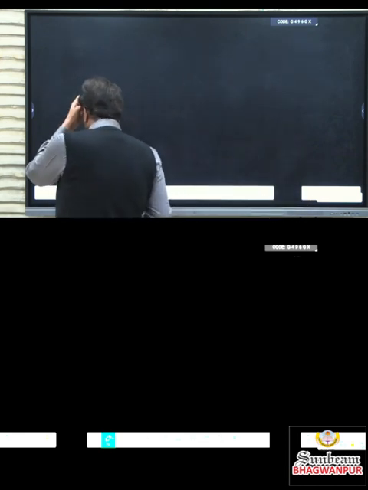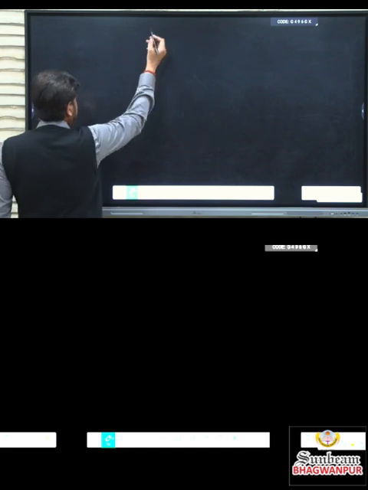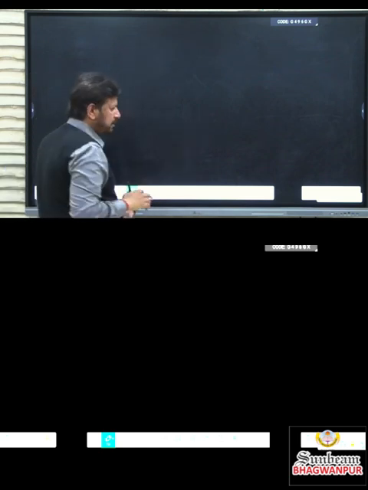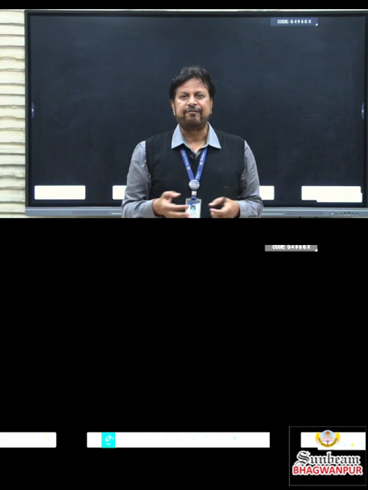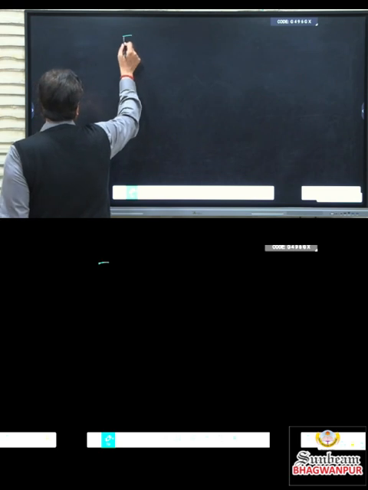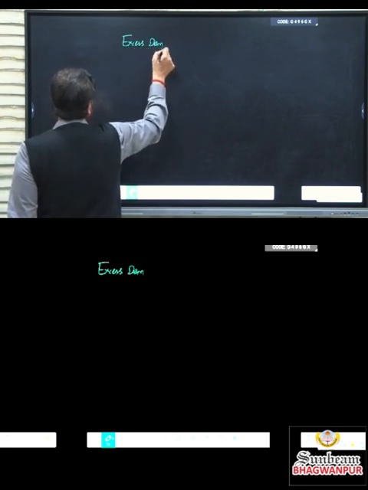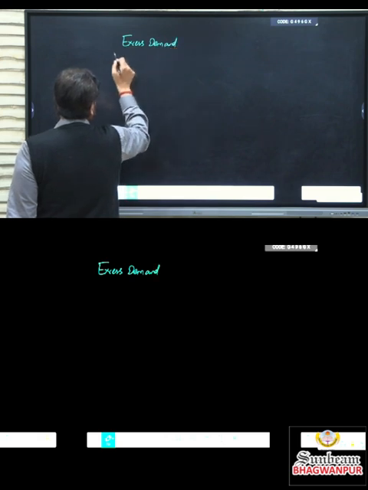The third chapter is basically the chapter that explains what will happen when there is a problem of excess demand or a problem of deficient demand in the economy. So what is excess demand? Excess demand.